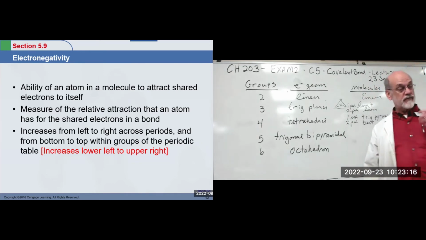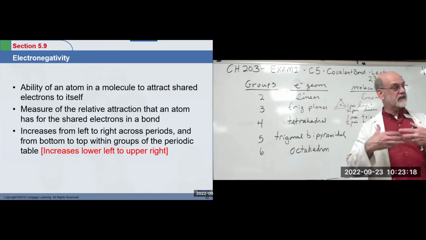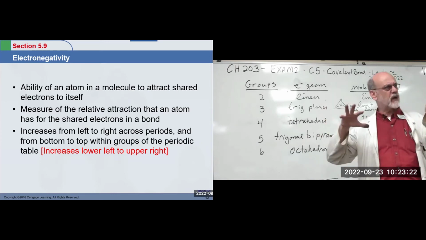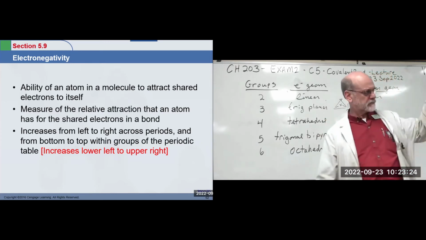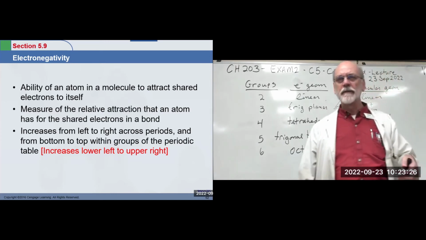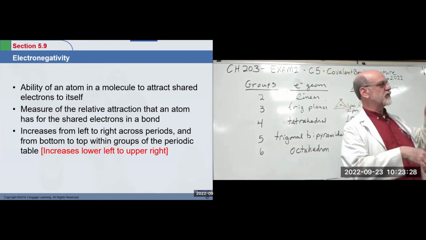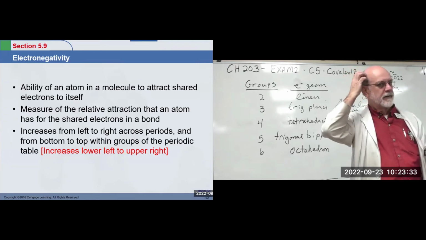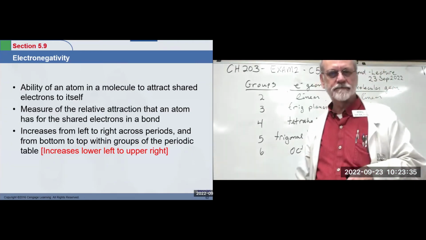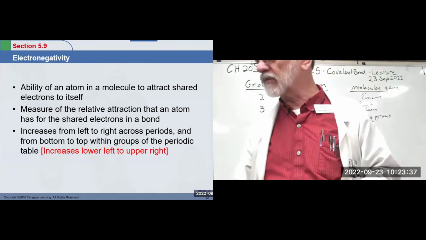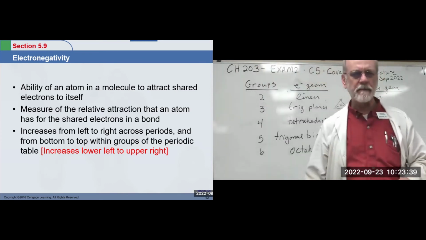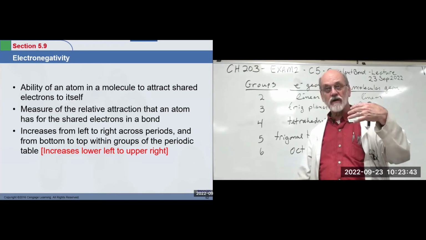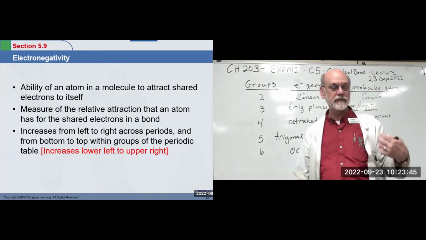Several systems have been developed to express the electronegativity of each of the atoms so that they can be compared. And they've got periodic tables that have nothing but the symbols and the electronegativities stuck in there so you can see what they are. I think I've got an example here. We'll show it in just a minute. So it's a measure of the relative attraction of electrons toward an atom.